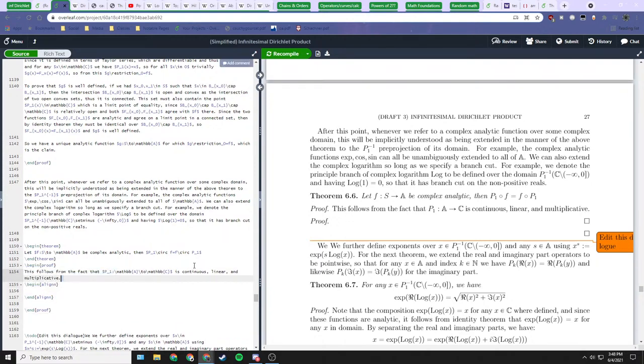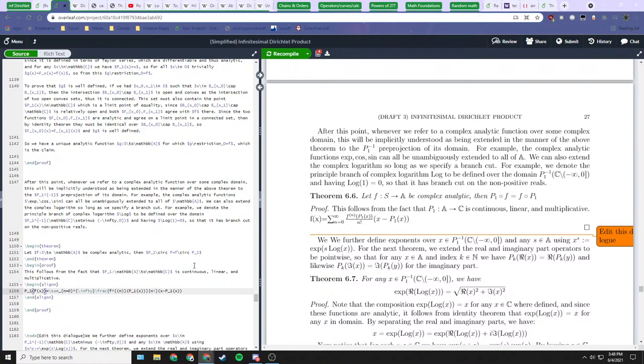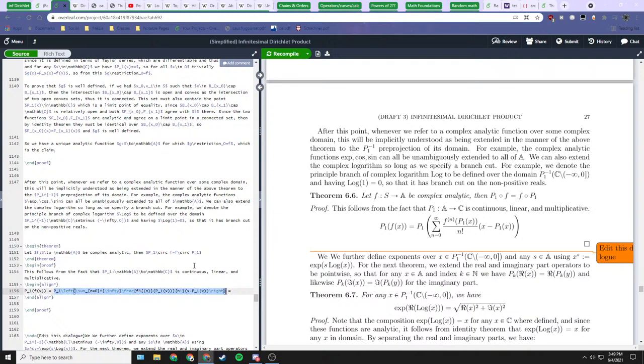So the proof for this is, we have f of x is the sum from n equals 0 to infinity. It's just the Taylor series again. We have the nth derivative at p1 of x divided by n factorial times x minus p1 of x. Let me make sure I wrote that all correctly. That looks good, except for the fact that I messed up the environment. Okay, I think that's correct. Looks nice.